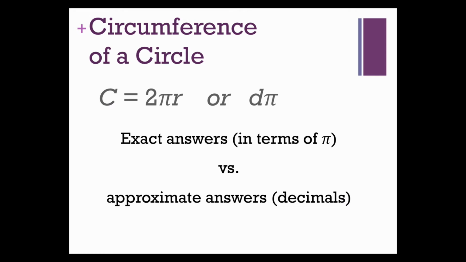Exact answers will always have pi in it. Approximate answers, you're going to use the pi button on your calculator and multiply it out. Decimal places rounded to the tenths or hundredths.